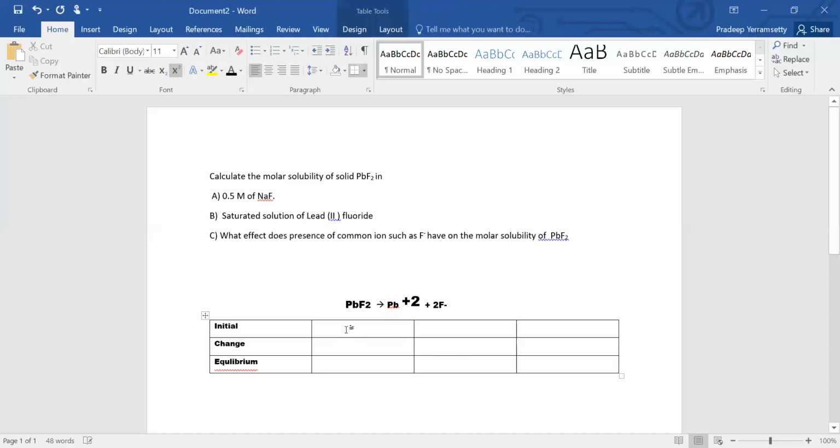So what is the initial concentration of PbF2? It says calculate the molar solubility of PbF2 in 0.5 molar NaF, and what effect does the presence of common ions such as F minus have on the molar solubility of PbF2? So what do you think? What else is missing in this? Is there something missing that you need to figure out this problem?